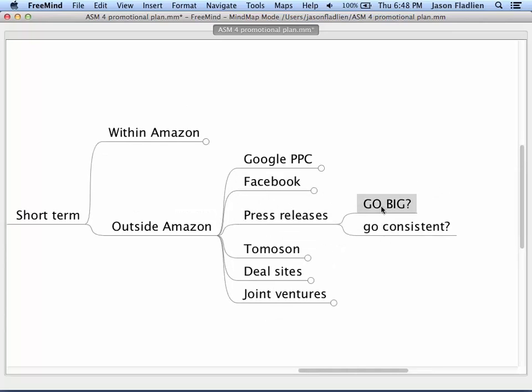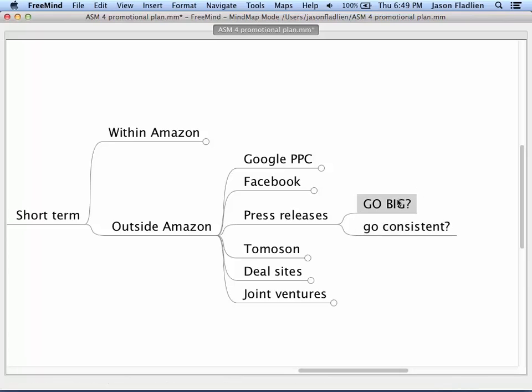Press releases are great. There's 2 ways to do it: either go big or go consistent. There are certain places where you can pay like $400 or $500 or $600 for a press release, like PRweb.com and others. Or you can use free press release distribution sites. A lot of those are available to you in the ASM tools. And if not, there's all kinds of sites. You can Google press release distribution. There's many sites out there that will do some or a lot of it for you for free.